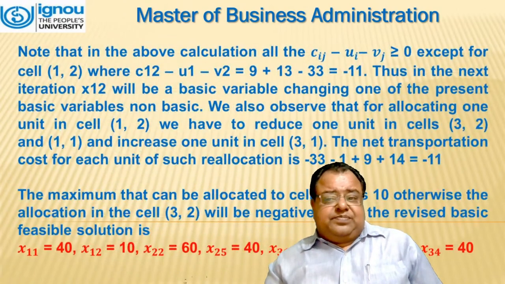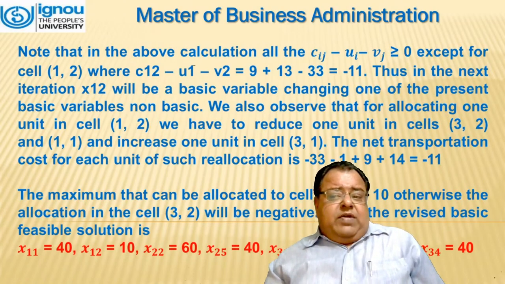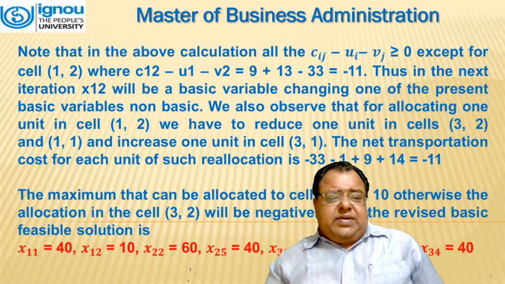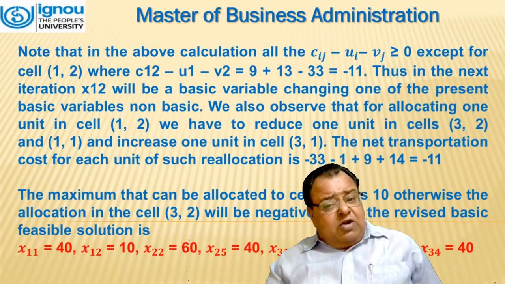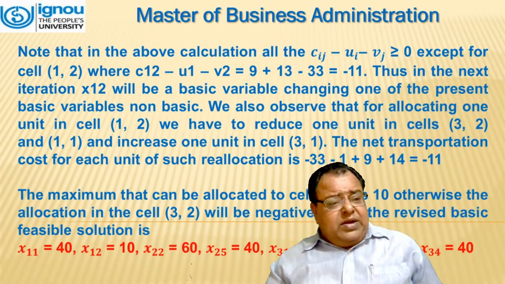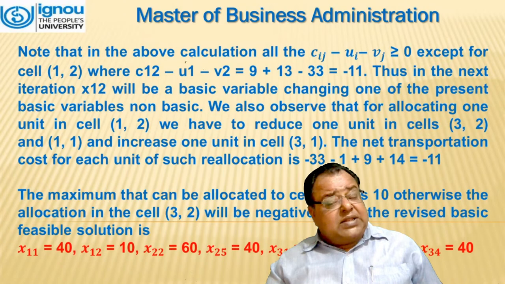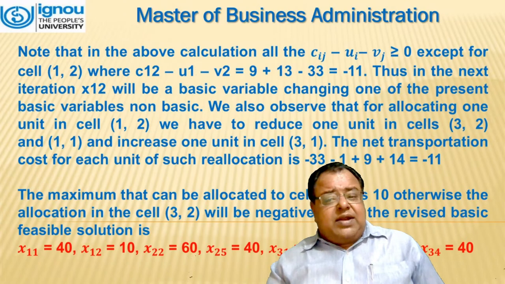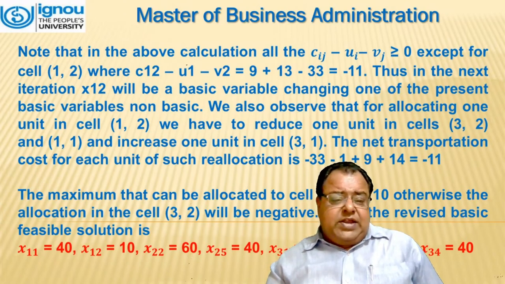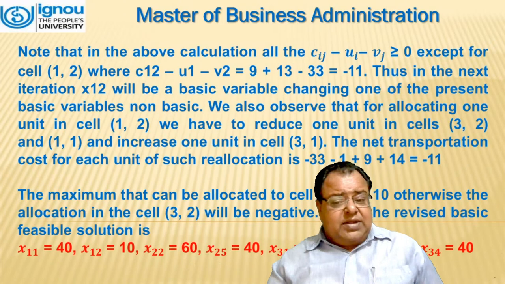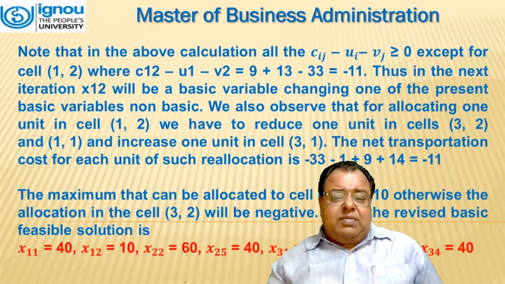Note what we will do in the next iteration: x12 will be a basic variable, changing one of the present basic variables to non-basic. We also observe that for allocating one unit to cell 1, 2, we have to reduce 1 unit in cells 3, 2 and 1, 1 and increase 1 unit in cell 3, 1. The net transportation cost for each unit of such reallocation is minus 33, minus 1, plus 9, plus 14, which comes out to be minus 11.